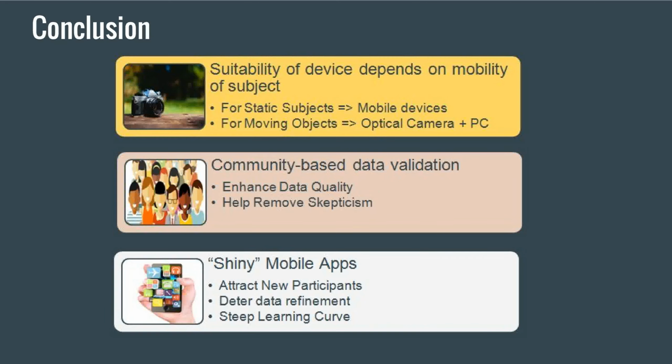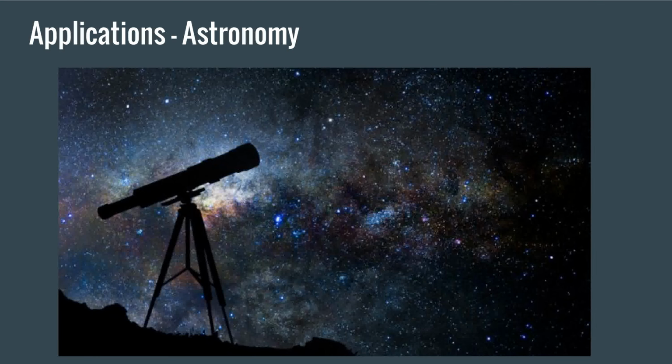The authors also suggested that although shiny mobile apps may be suitable for attracting new participants, they actually deter further data refinement. This is in part due to the steep initial learning curve and one app for everything nature of the software. A potential application of the ideas presented in the paper could be in the domain of astronomy, for spotting unknown celestial objects by inspecting a large number of satellite images.